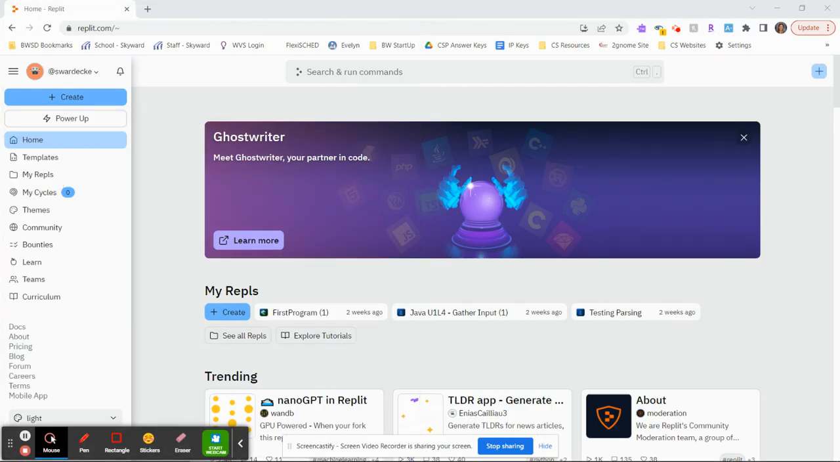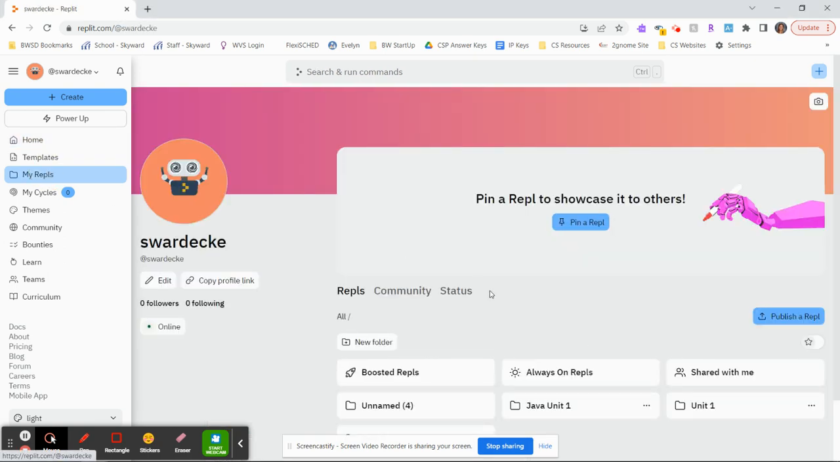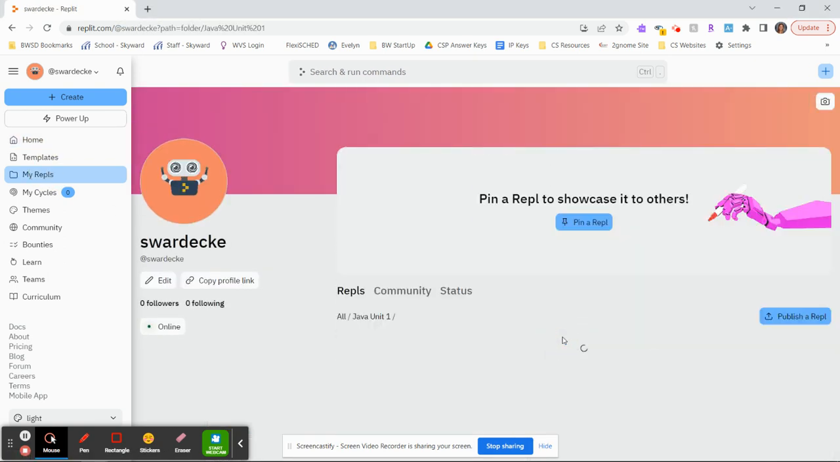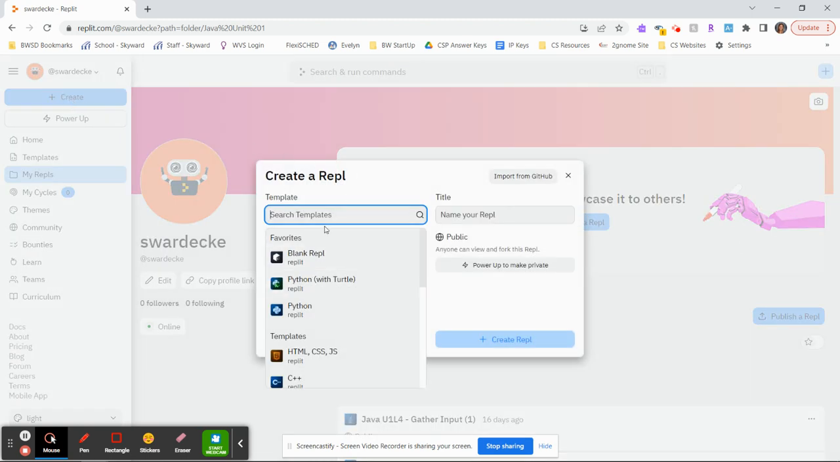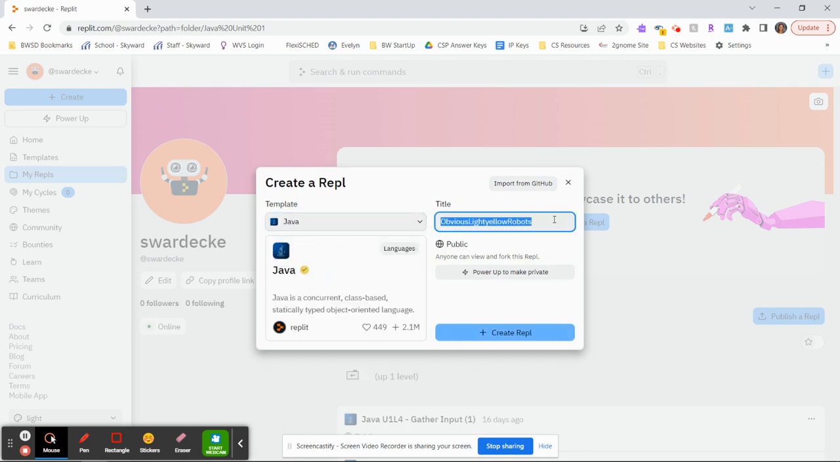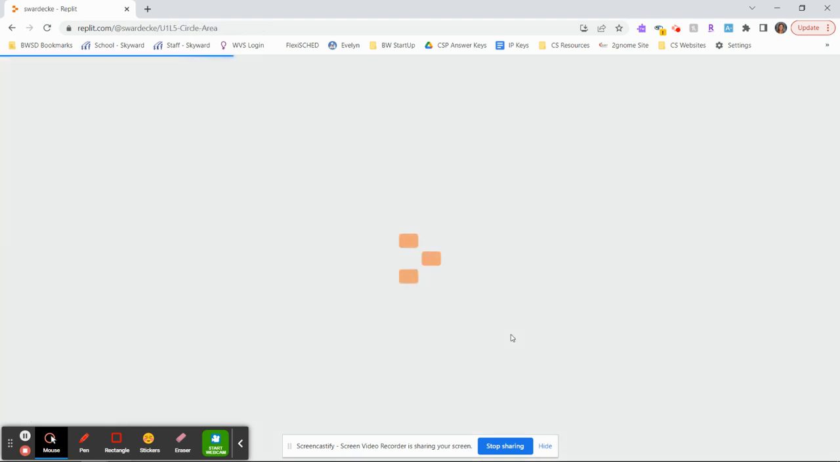So what I'd like for you to do is head on into Java. And what we're going to do is we're going to create a new program. So I'm going to go to my repls and I'm going to go to Java Unit 1. And in here, I'm going to create a new program. Now we need to make sure that we use Java to create this program. So I'm going to do Java here. And then I'm going to name this program Unit 1 Lesson 5 Circle Area. That way I know exactly what lesson it went with and its purpose. So I'm going to create this repl.